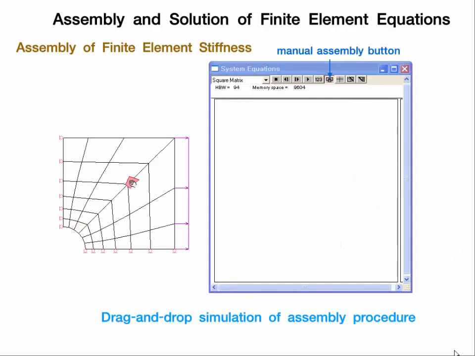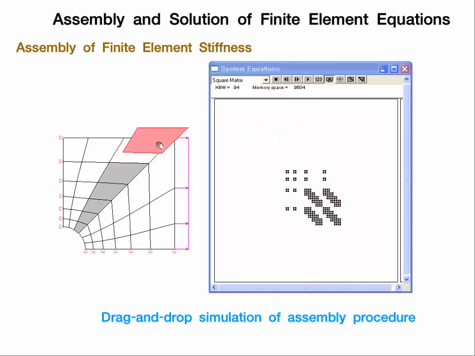If the manual assembly button is pressed, the process of stiffness matrix assembly can be simulated manually by drag and drop operations. Click an element from the mesh, drag the element, and drop it in the global stiffness matrix. Then, the element image turns into squares representing matrix entries. The entries are spread and assembled into the matrix.